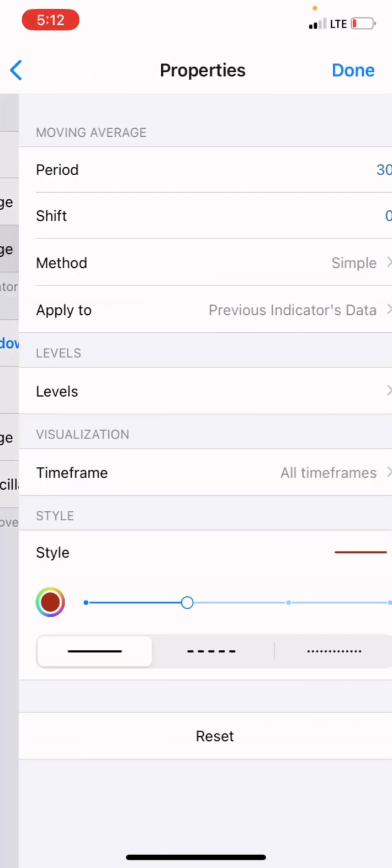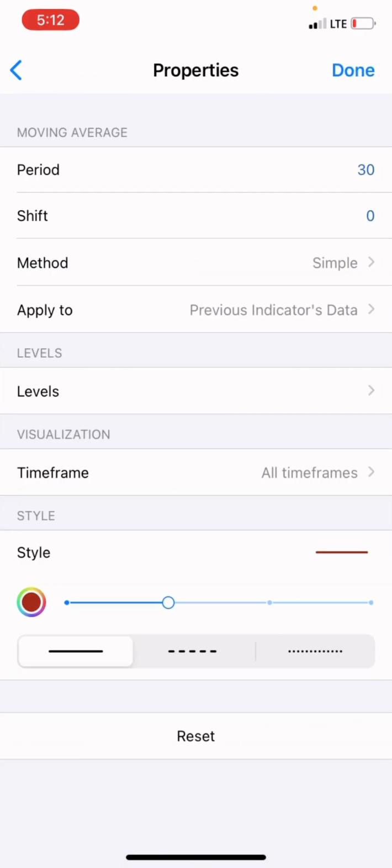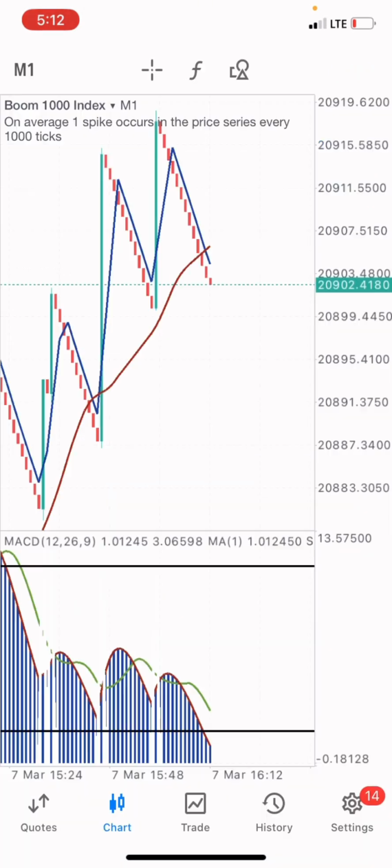So we are going to be adding the next one, period of 30, shift 0, method simple, apply to previous indicators data. All right, please make sure you use previous indicators data. Levels are not needed, so you skip that. For visualization, use whatever color that is okay with you, but make sure it is also visible on your charts. Click done when you're done with that, and we are good with our main chart, our main window.